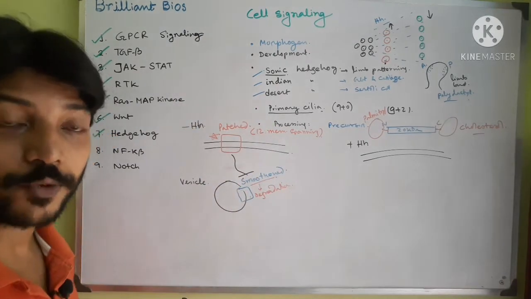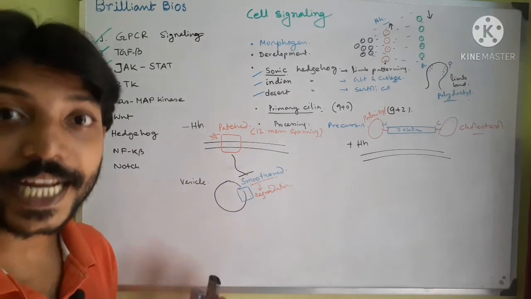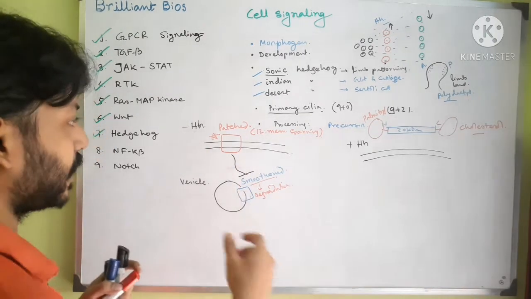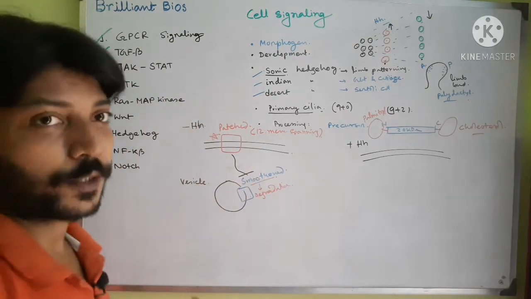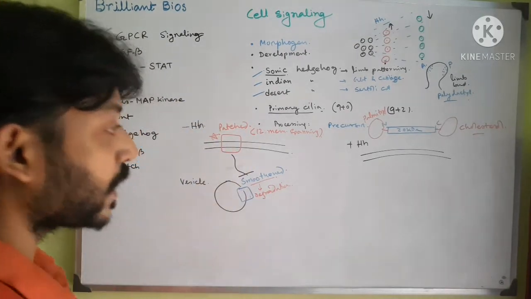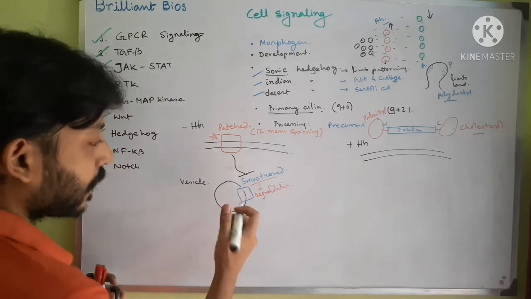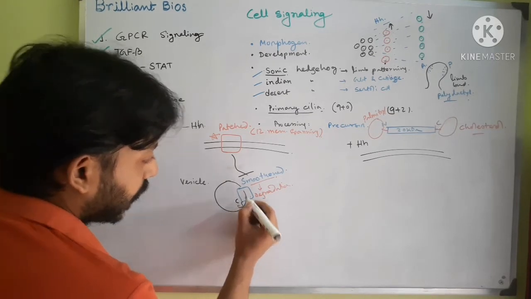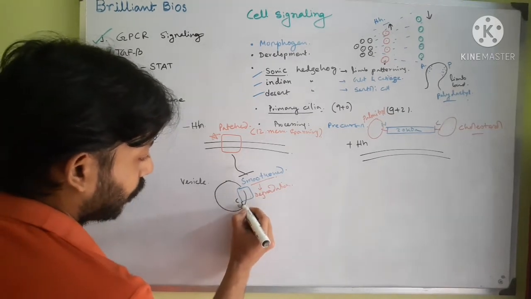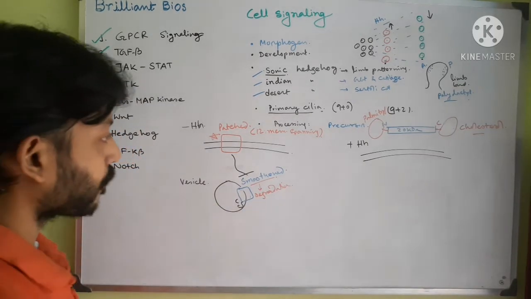So the hedgehog pathway in the normal situation goes through a negative feedback mechanism, that means the patched protein, a negative inhibitory protein, inhibits the smoothened protein. Okay, now the smoothened protein has a very interesting fact: at the C terminus there is a tail-like structure that, when it is present in the vesicles, forms a loop-like structure. It is not in an open conformation.